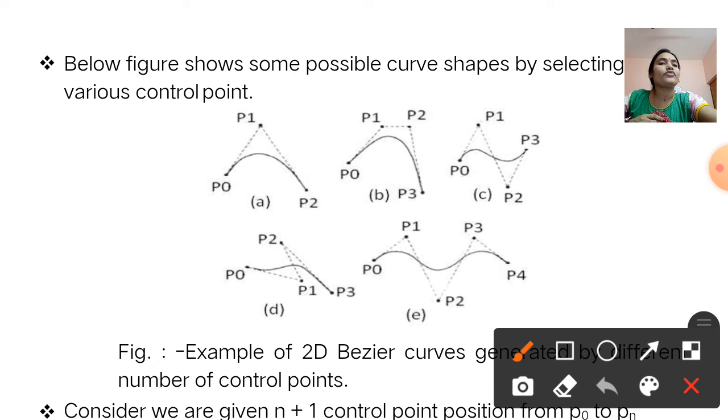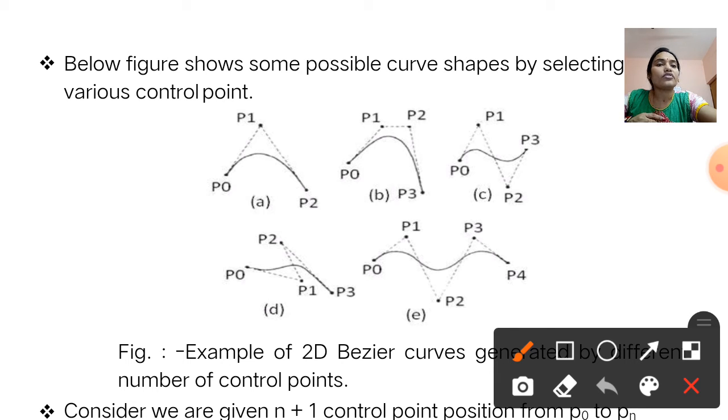In figure B, there are 4 control points. Then the degree is 4 minus 1, which is 3, and the order is 4. That means order equals the number of control points. In figure C, there are also 4 control points, so the degree is also 4 minus 1 equals 3.